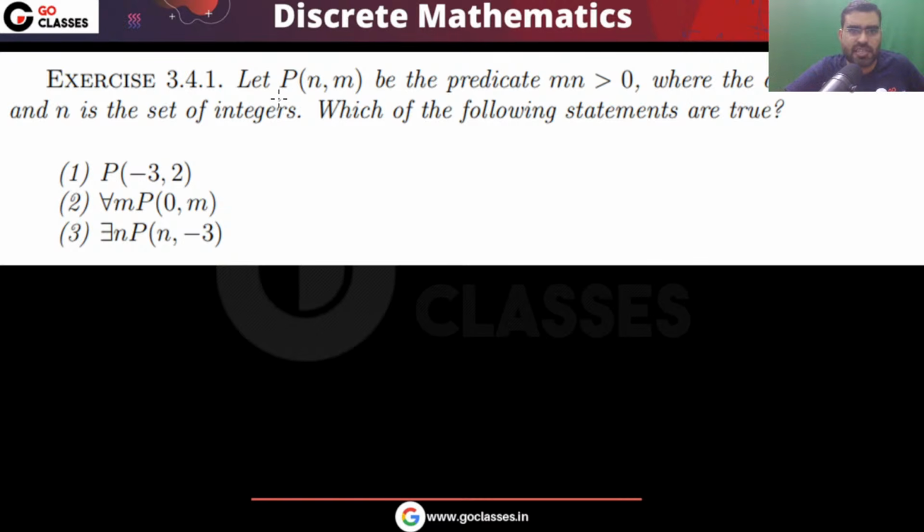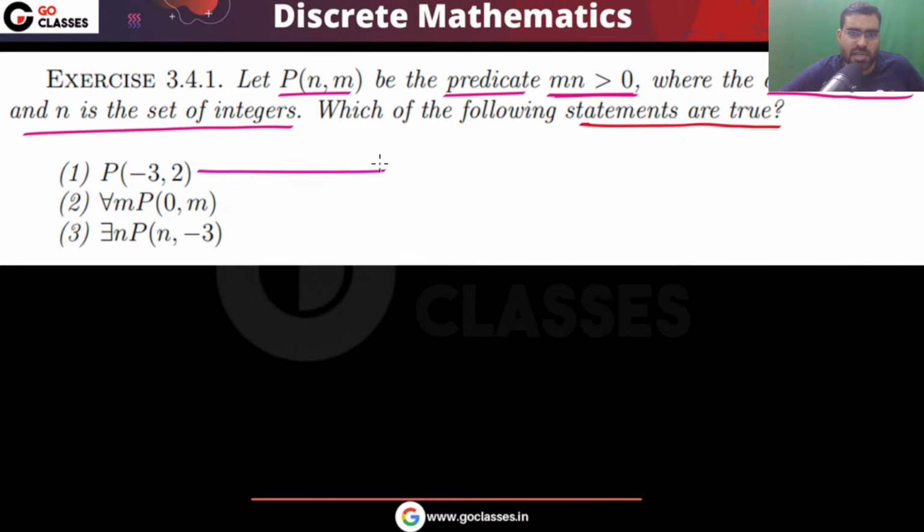The statement is saying that let P(m, n) be a predicate which is mn greater than 0. So this predicate is given to you. The domain for m comma n is the set of integers. This domain is given to you, the set of integers. Which of the following statements is true? Two statements are given to you.